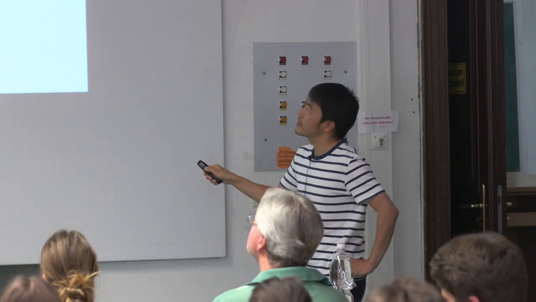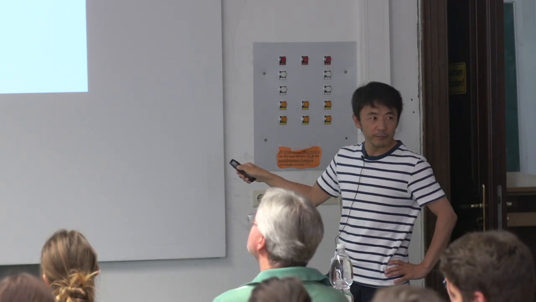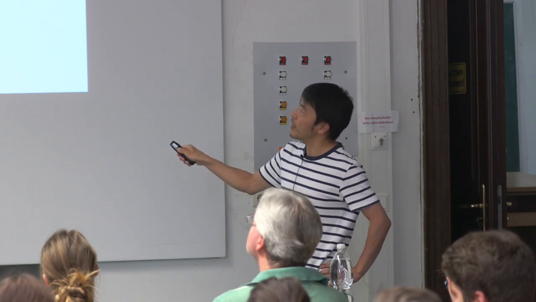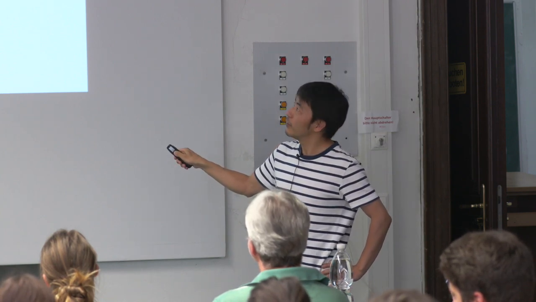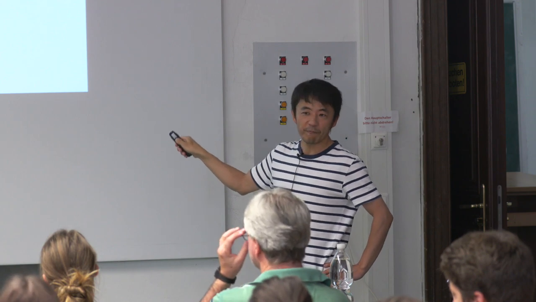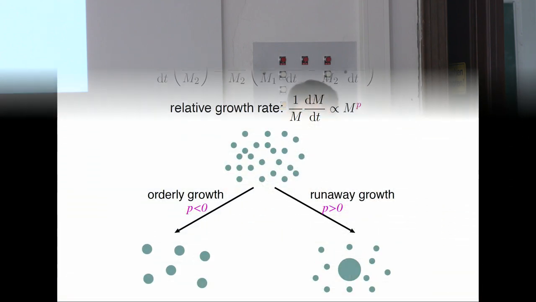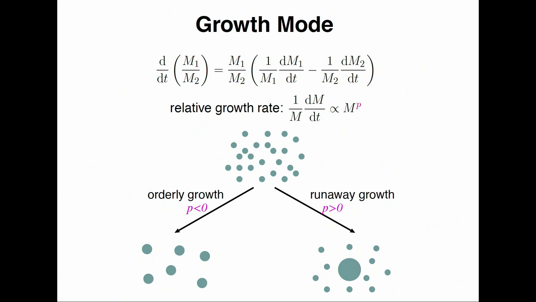So this mode is called ordinary growth. But if this is an increasing function of M, and M1 is initially larger than M2, then this right-hand side is positive. Then the mass ratio increases. So this mode is called runaway growth.